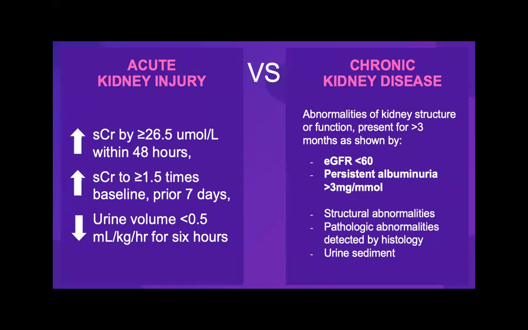And then chronic kidney disease is defined by abnormalities of kidney structure or function present for more than 3 months, as shown by either an eGFR of less than 60 or a persistent albuminuria more than 3 milligrams per millimole. Those are the two we use the most commonly, but it can also be defined by structural abnormalities seen in imaging, pathological abnormalities seen in histology, or urine sediments.